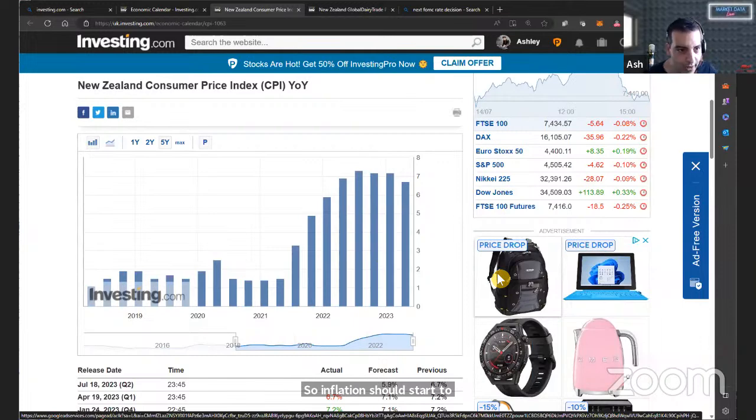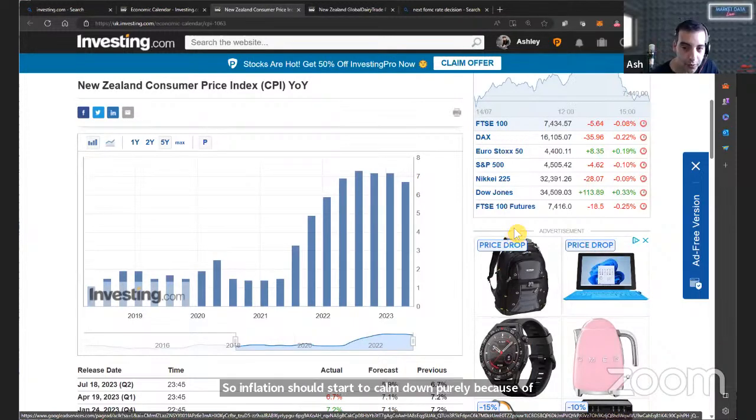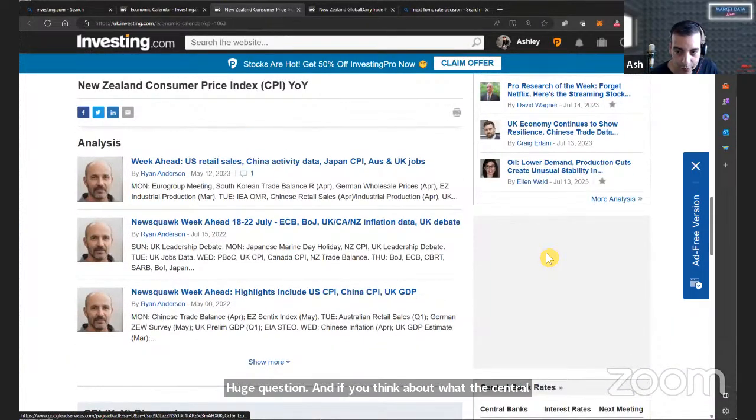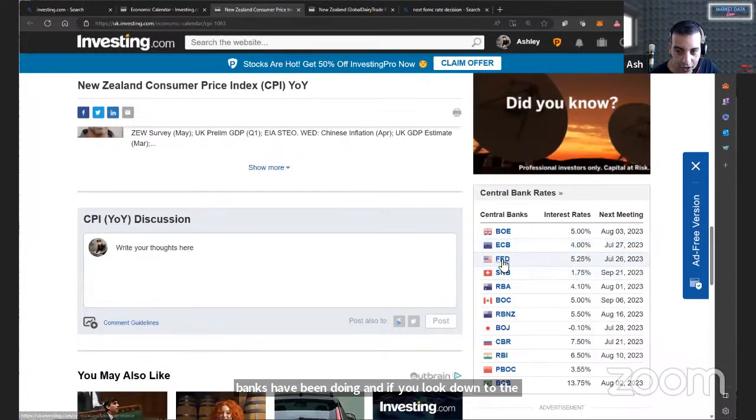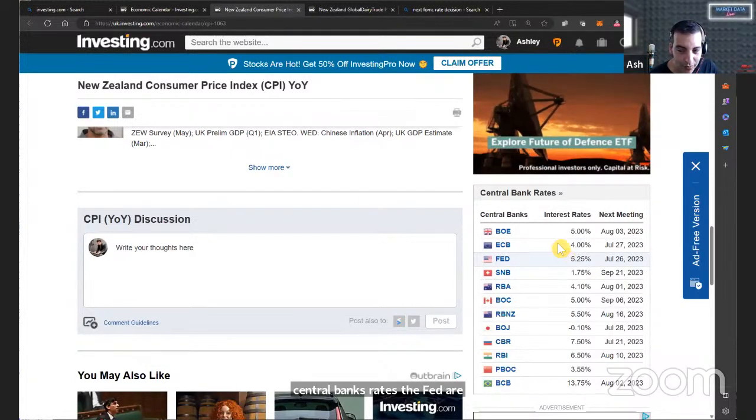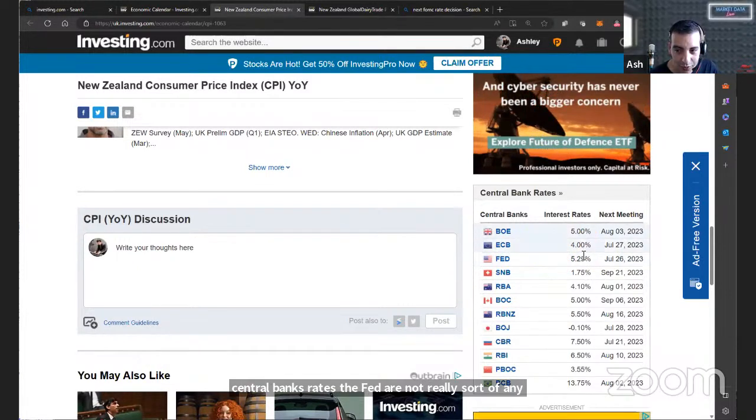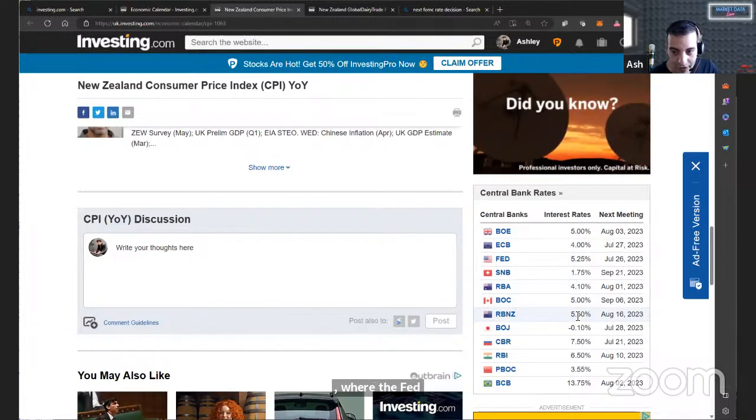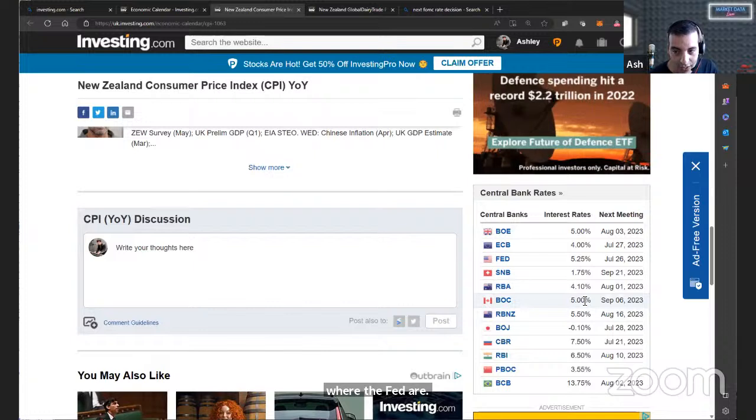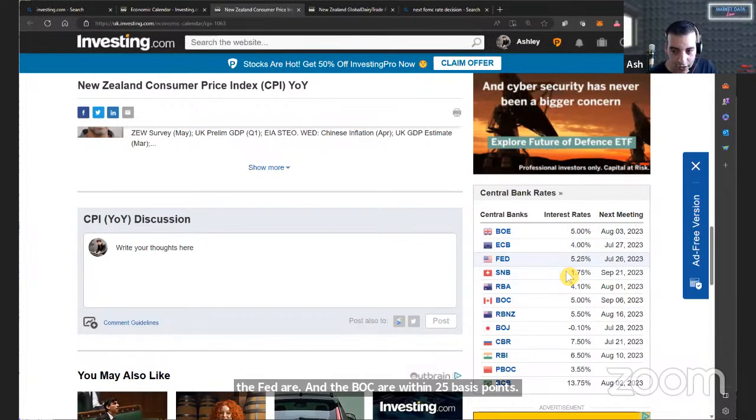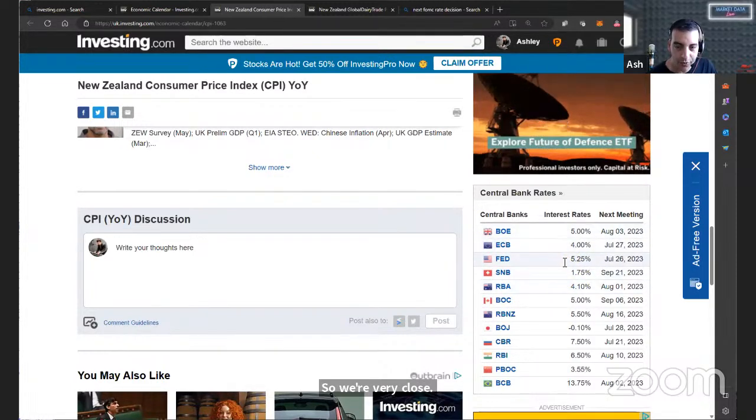Whether it's to do with the central bank, huge question. And if you think about what the central banks have been doing, and if you look down to the central bank rates, the Fed are not really any further ahead than most others. BOE is within 25 basis points of where the Fed are. The RBNZ are actually 25 basis points above what the Fed are, and the BOC are within 25 basis points. So we're very close. We've got these tight ranges right now between the central banks.